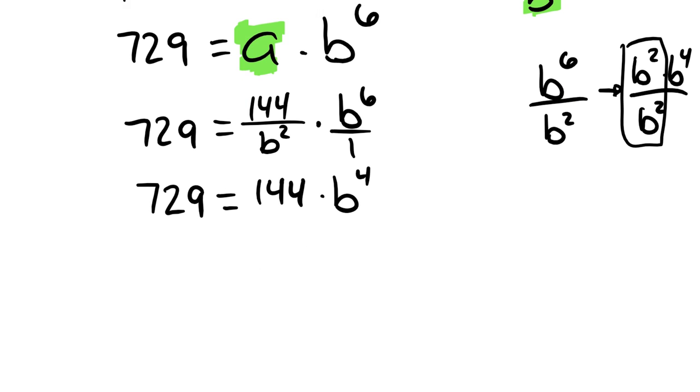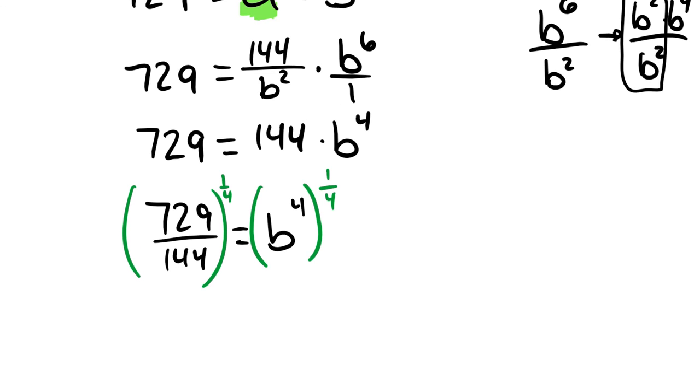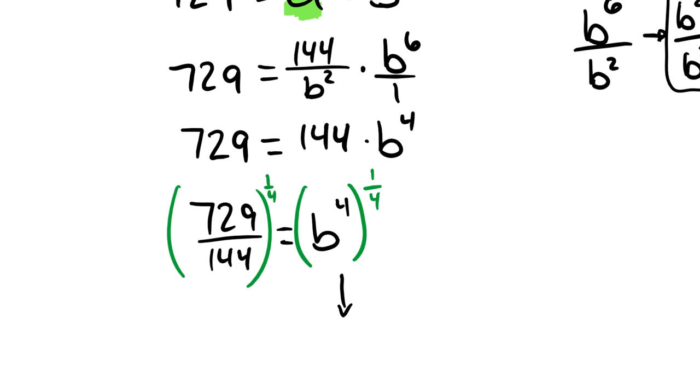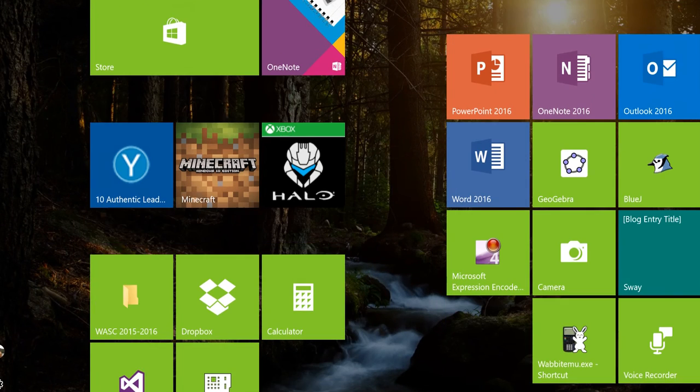To solve this, I'm going to divide both sides by 144. So I have 729 divided by 144 is b to the fourth power. And the tool that we've been using, in order to make this just a b on this side, is raising both sides to the 1/4 power. I'm not even simplifying the 729 over 144. I'm just leaving it there. When I do that, on the right hand side I'm going to be left with b, right? B to the fourth raised to the 1/4 is b to the first power. And over on the other side, let me grab my calculator.